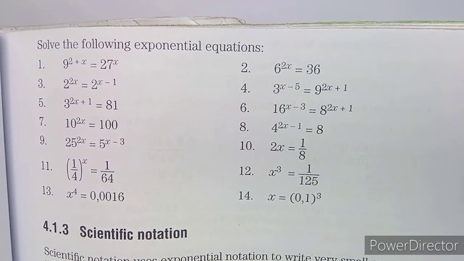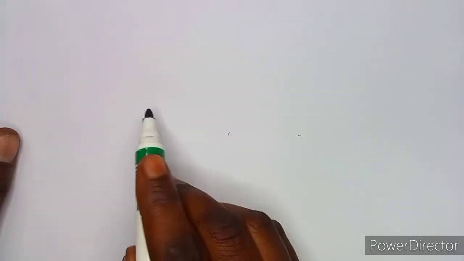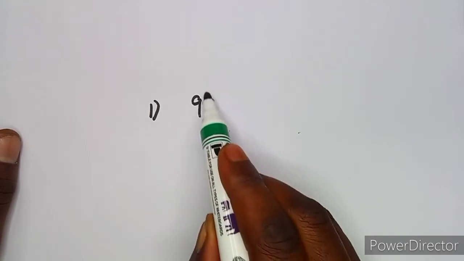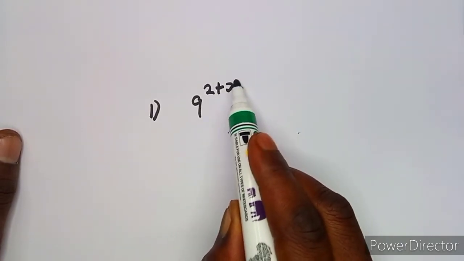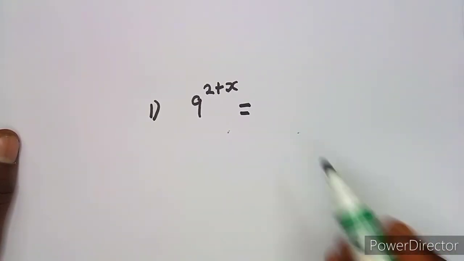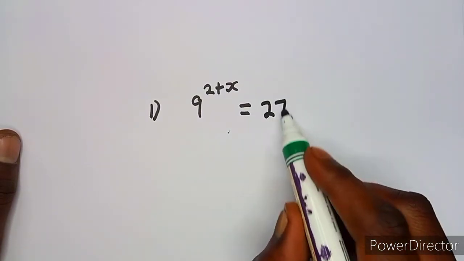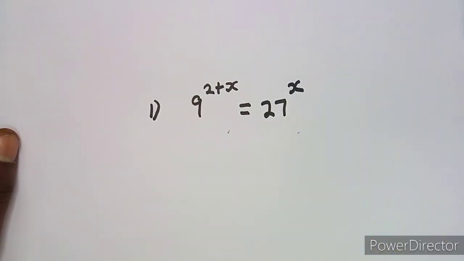All right, so from these questions, let's start with the first question. We just focus on 1 or 2 questions there, then we move on to another part. 9 to the exponent of 2 plus x is equal to 27 to the exponent of x. This is the question that we're given. So how do I solve this type of question?